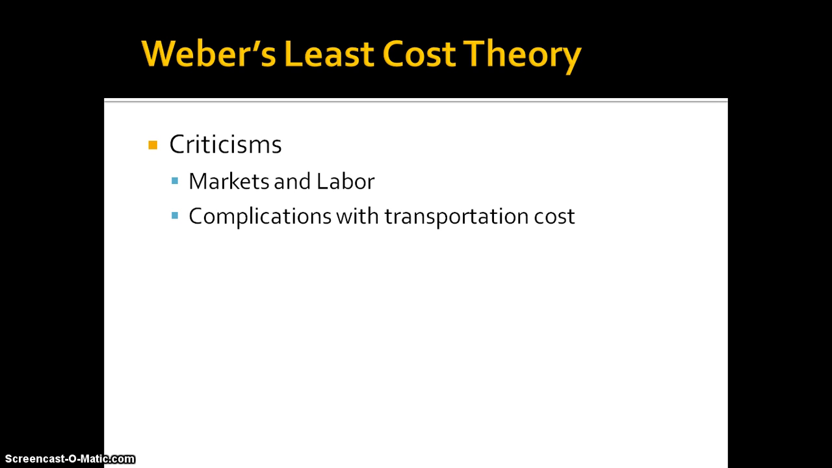And real quick, we're just going to go over some of the criticisms of Weber's least cost theory of industrial location. The criticisms of Weber are pretty much the criticisms of any theory or any model. Basically, the idea that the world is dynamic. Models try to create static worlds, and that's just never going to happen in the real world. So that's always the criticism: the world is dynamic. Markets are dynamic. Markets are not fixed.